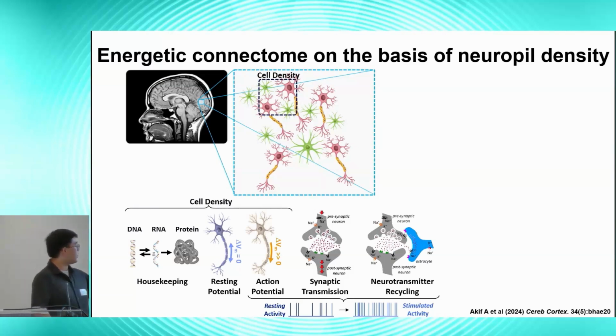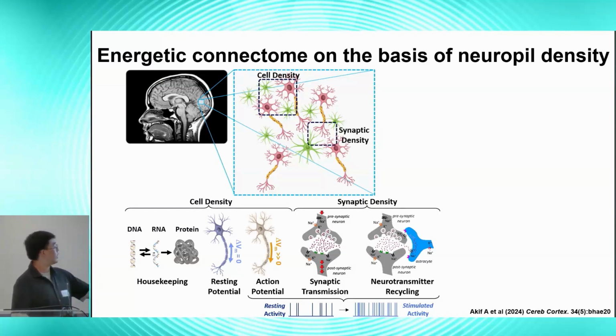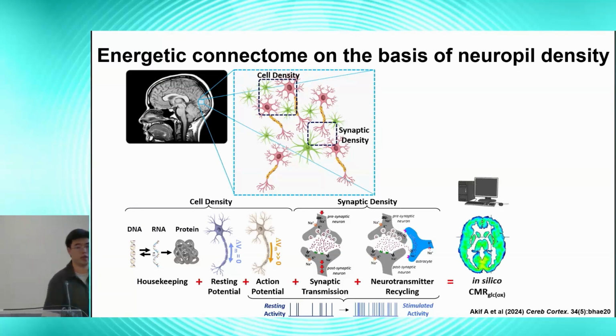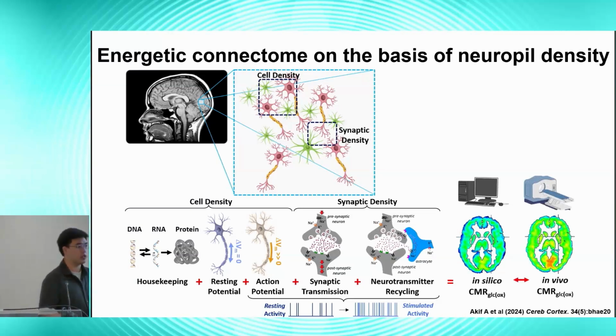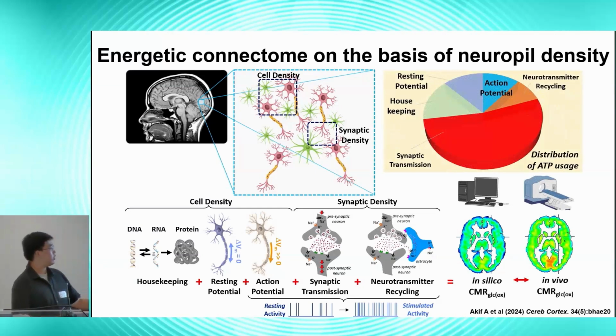And things like housekeeping, resting potential, and action potential scale with cell density. So the more cells you have, the greater contribution those will have to the total energy budget. Whereas synaptic transmission and neurotransmitter recycling scale with the synaptic density. If you combine all of these together, we can create a model of the energy usage in the brain and create this energy map where we're predicting the CMR glucose in the brain. And if possible, we can compare this with maps that we measure in vivo and see if our prediction matches with what we actually observe. And from this, we can generate our energy budget.